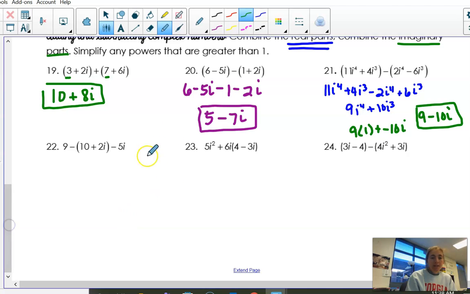All right, 22. Distribute the negative. 9 minus 10 minus 2i minus 5i. Combining our like terms, we're going to get -1 minus 7i.